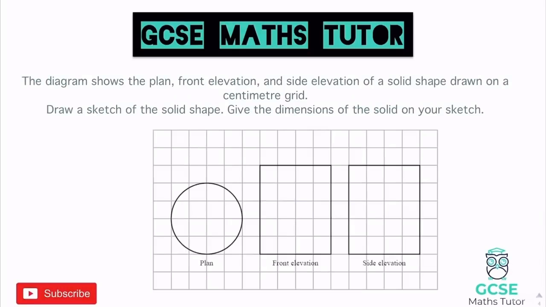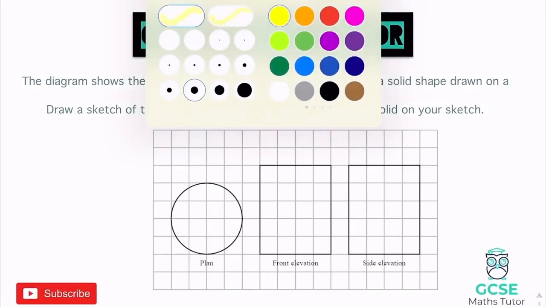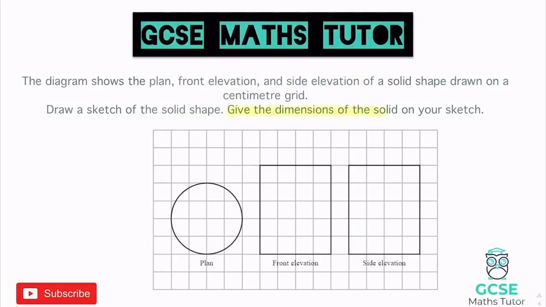Right, okay, so in this question we're actually going to have to draw the 3D shape, okay? So we need to have a think about what this is actually going to look like. So it says the diagram shows the plan, the front and the side elevation of a solid shape drawn on a centimetre grid. It says draw a sketch of the solid shape and give the dimensions of your solid on your shape. So just be careful with that, because obviously giving the dimensions means we've got to put the lengths on. So we've got to put how many centimetres wide or high or whatever it is.